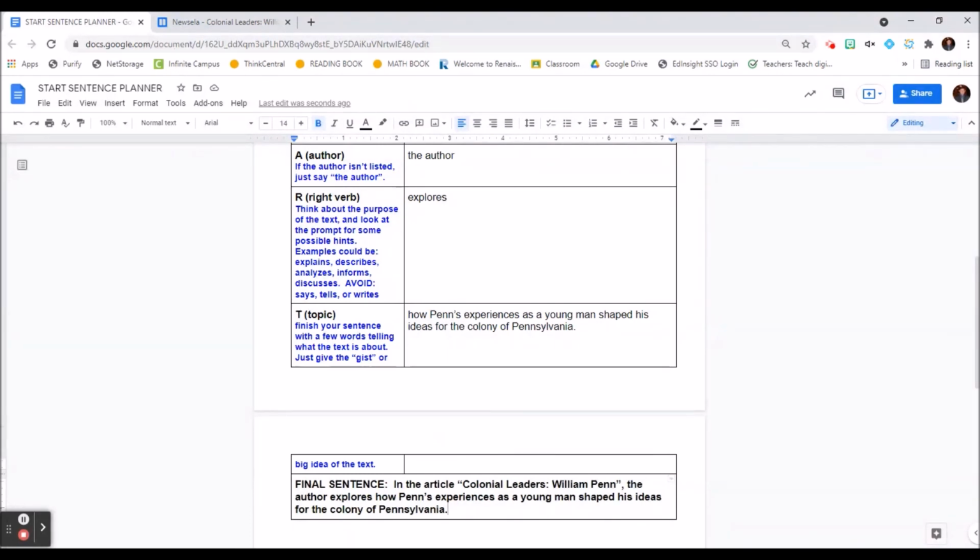But this is something we're going to practice over and over and over again so it becomes automatic for our students. And we really want to get that START sentence skill growing.